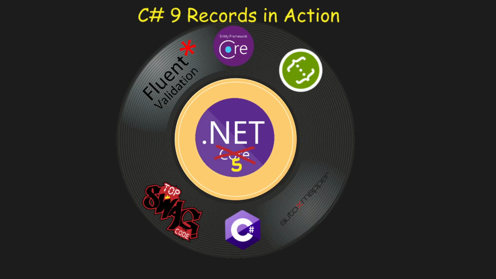Today I'll be talking about C#9 records in action and how you can use them in your own project today, be it an API or whatever. My example will be an API using Swagger, Entity Framework, Fluent Validator and Automapper. It's some of the most used packages, or at least for me. So let's jump into the overview of C#9 records first.